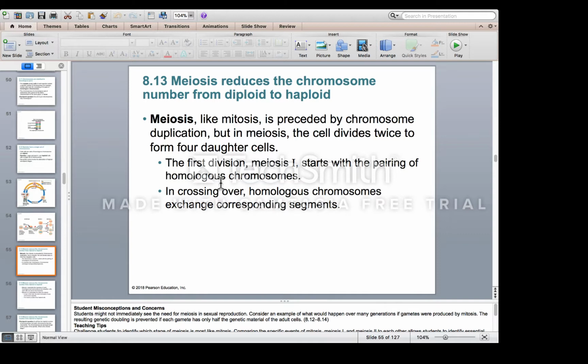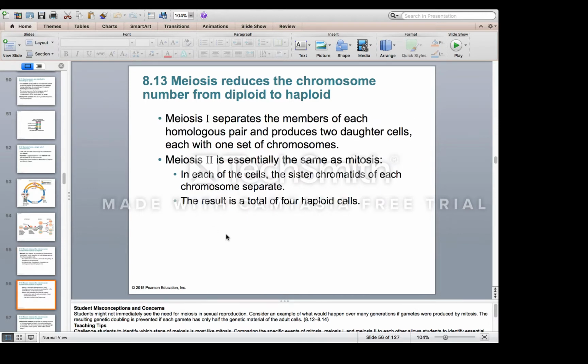The first division, meiosis 1, starts with a pairing of homologous chromosomes, and then in prophase 1 of meiosis 1, also called crossing over, those homologous chromosomes exchange corresponding segments, the little legs cut off, and we talked about this earlier, which essentially means that you have an increased ability for genetic diversity in the body. Meiosis 1 does what? It separates the members of each homologous pair and produces 2 daughter cells, each with one set of chromosomes.